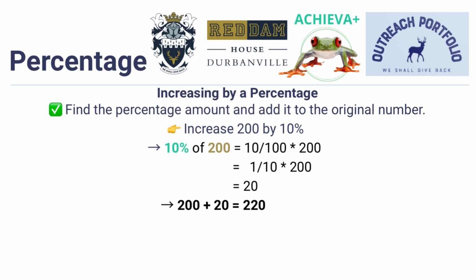Increasing by a percentage. Find the percentage amount and add it to the original number. For example, increase 200 by 10%. 10% of 200 is equal to 10 over 100 times 200, which is the same as 1 over 10 times 200, which is equal to 20. Then 200 plus 20 is equal to 220.